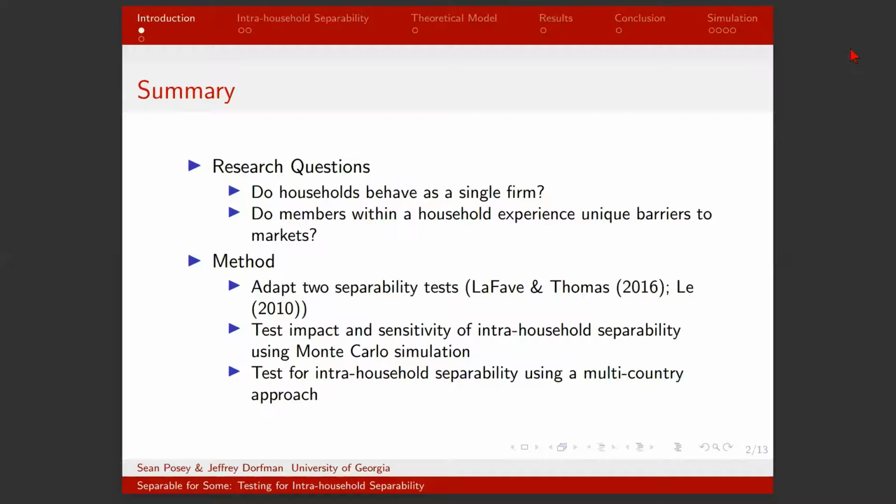The way I test for this is I adapt two separability tests, LePage and Thomas 2016 and Lee 2010, which I will show later on. I looked at the impact and sensitivity of these models to intra-household separability using a Monte Carlo simulation. If my hypothesis is true that there is intra-household separability, how much would completely cause these models to fall apart, or would they continue to say that it is separable and we are incorrectly identifying this household? And then I follow up and test for intra-household separability using a multi-country approach.